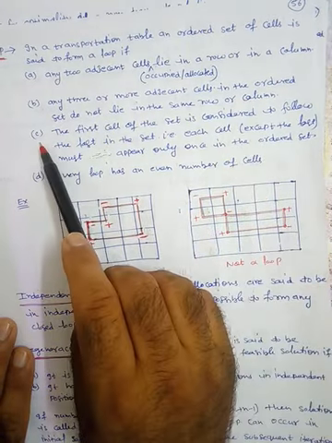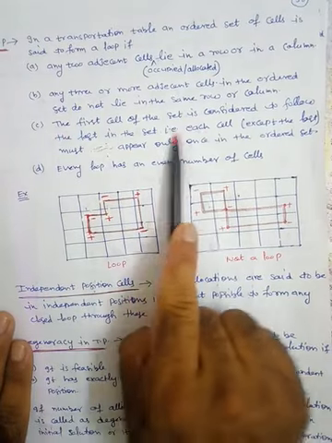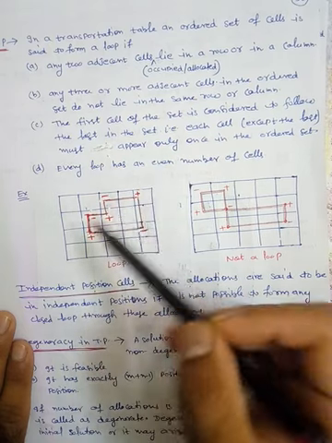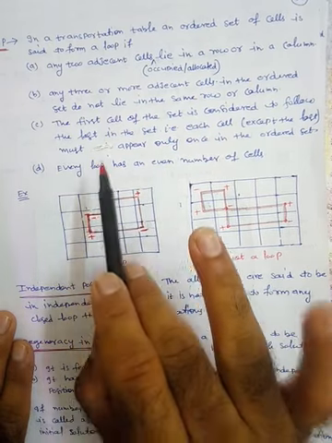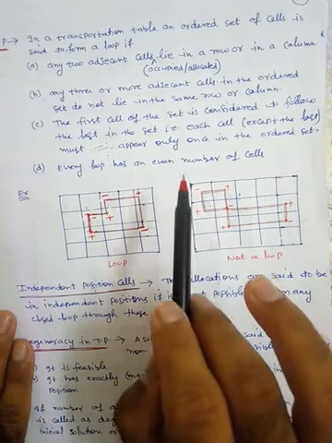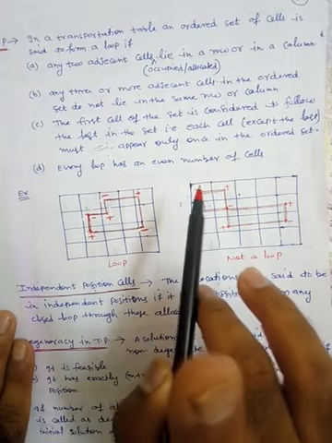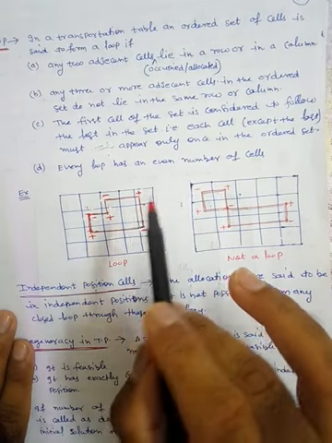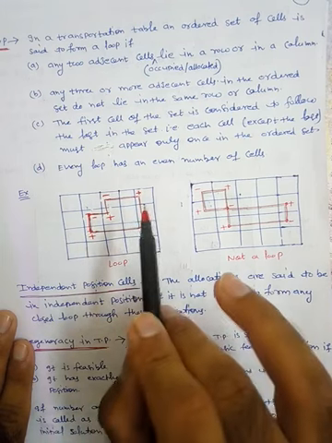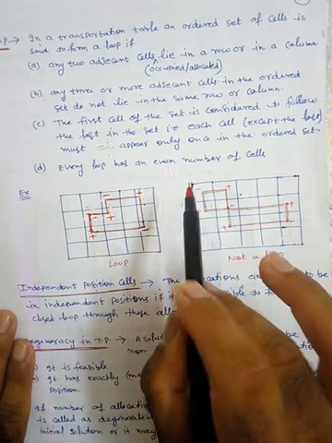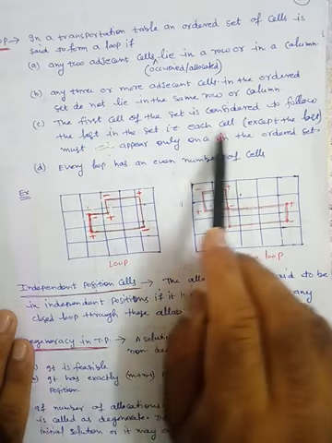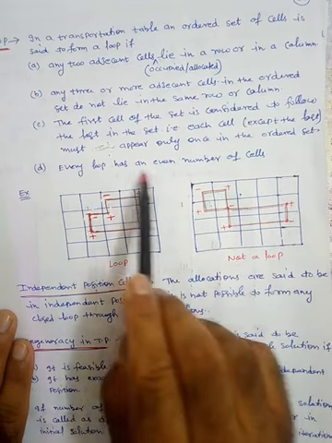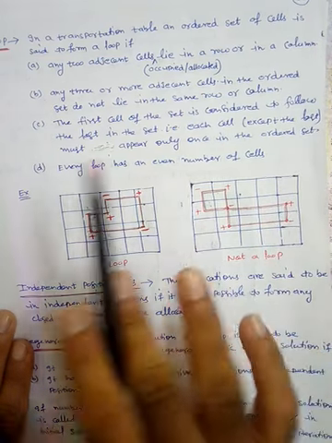Fine. Now the third condition. The first cell of the set is considered to follow the last in the set. That means we have a closed loop. Start and ending point, they are the same. However, the rest of the cells will occur only one time. Start और end वाली जो सेल है वो रिपीट होगी क्योंकि वो वहीं पे आके क्लोज होगा. बाकी सब एक एक बार आएंगे. Fine. So each except the last must appear only once in the ordered set. Every loop has an even number of cells. कोई भी लूप होगा वो even number of cells लेगा.